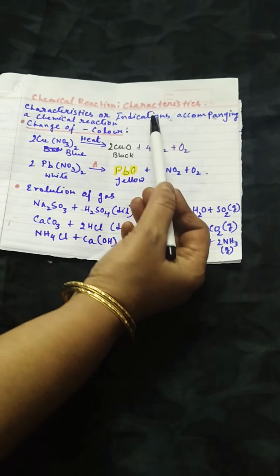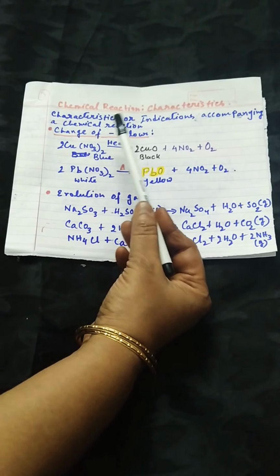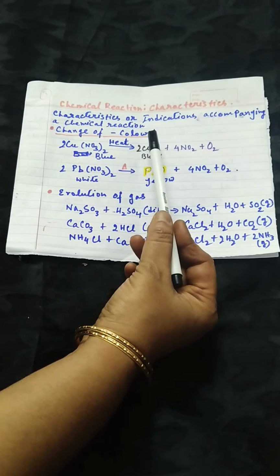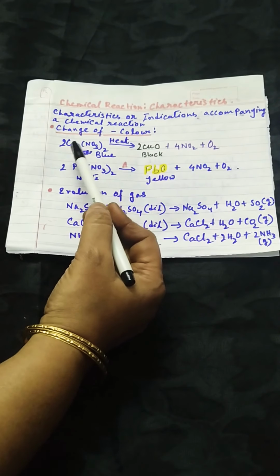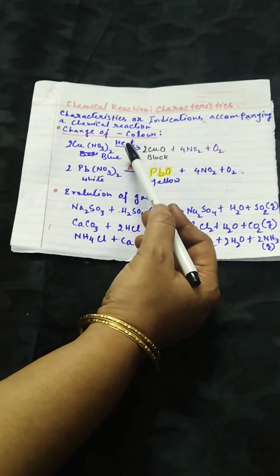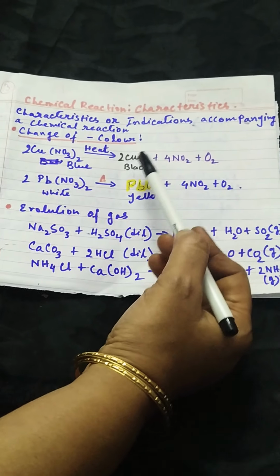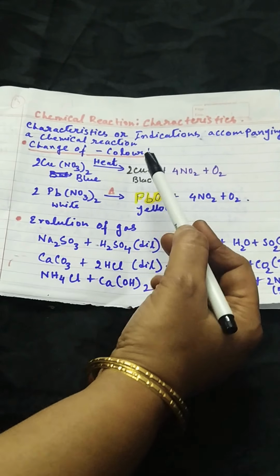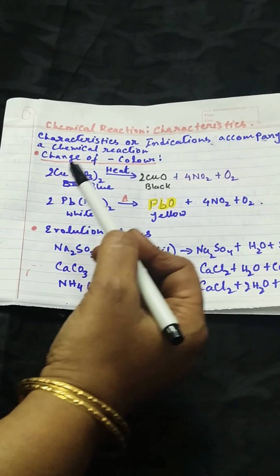Now, chemical reactions have some characteristics. So what are the characteristics or indications by which a chemical reaction is recognized? First one is change of color. Two molecules of copper nitrate, when heated, we'll see the blue color of the copper nitrate change into black color, because after heating copper nitrate we'll get copper oxide, nitrogen dioxide and oxygen.